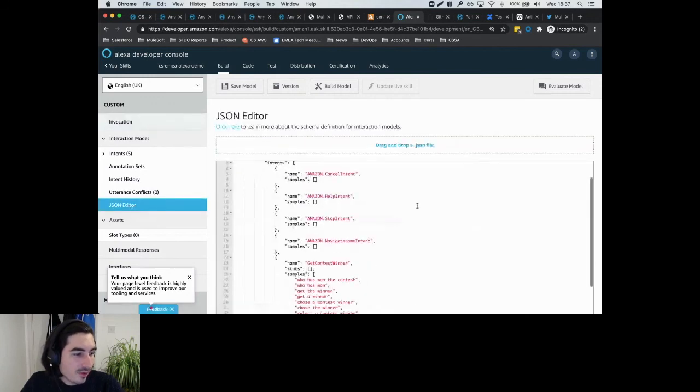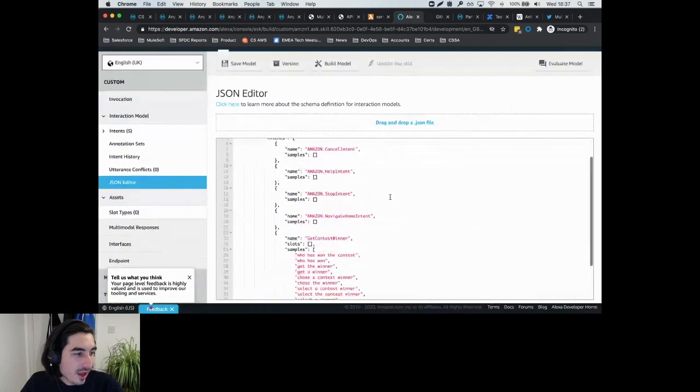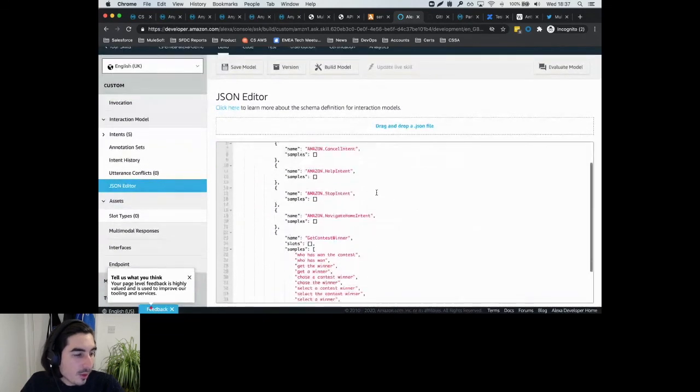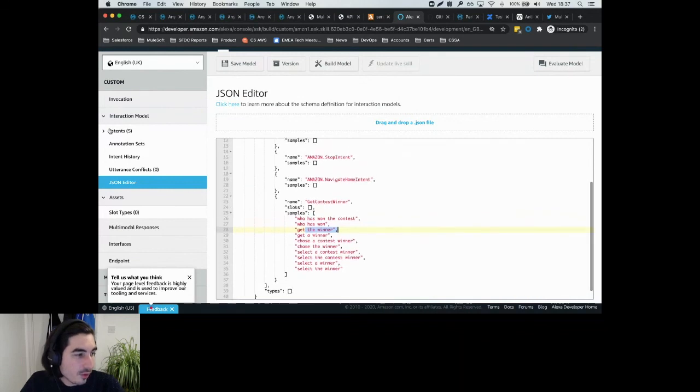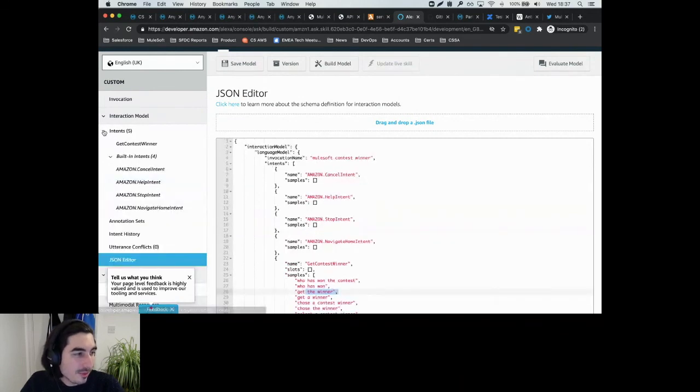And then you need to define what is actually going to happen once you invoke that command. And that you have to define in the JSON editor. You can add some of the commands, how to trigger the commands that you want. Who has won the contest, who has won, get the winner, and so forth. Some other ways of calling the same thing.